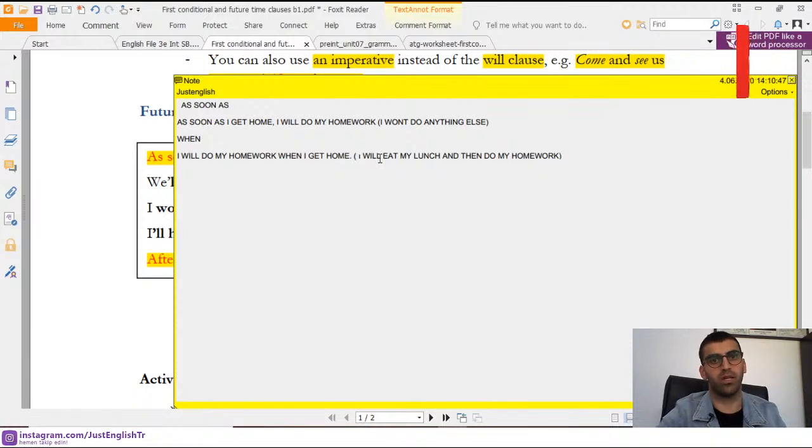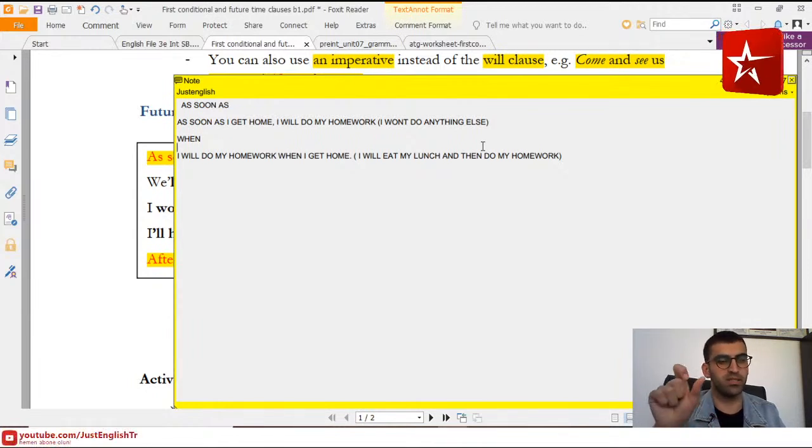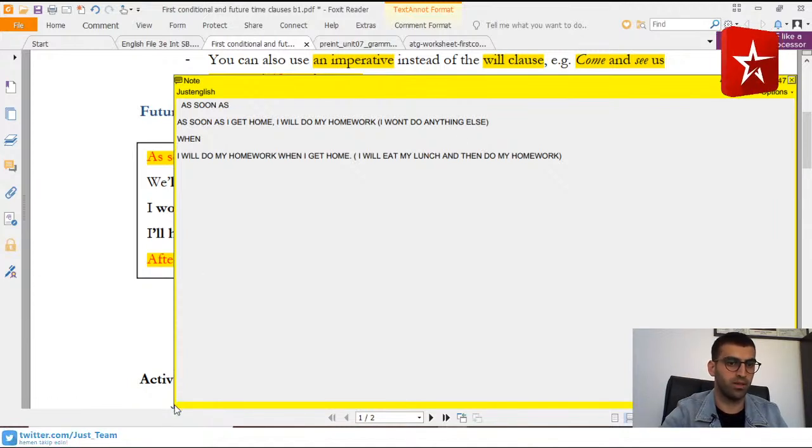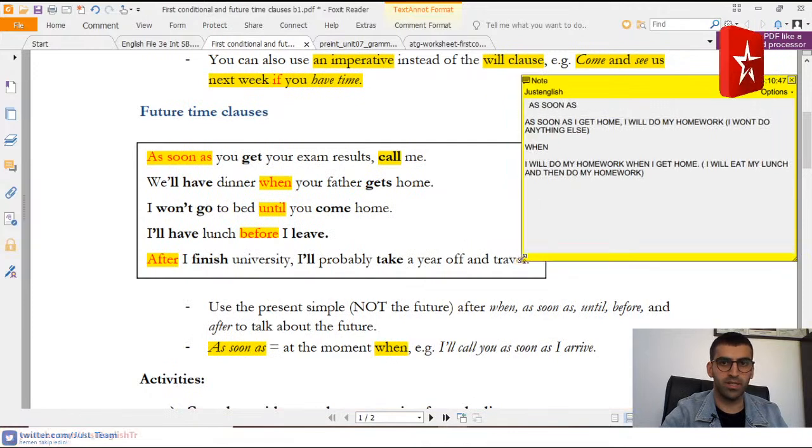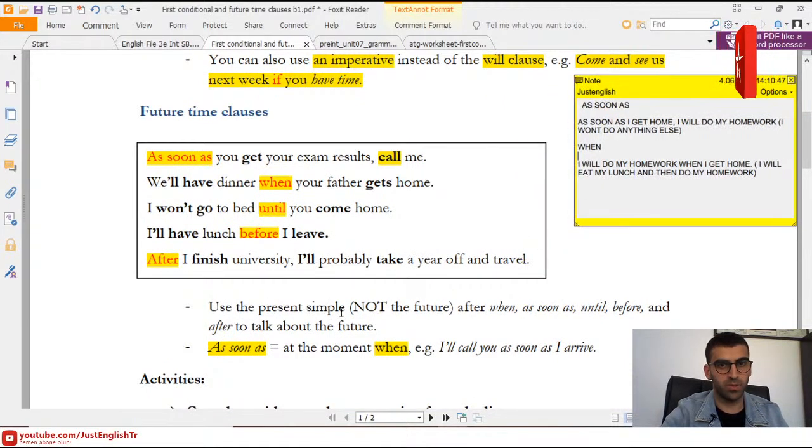Yes. So I'll eat my lunch and then do my homework. It means there's a time, okay? But if we use as soon as, there's not any time. Like right away, I will do that. All right. So use the present simple after when, as soon as, until, before, and after to talk about the future, as you know.